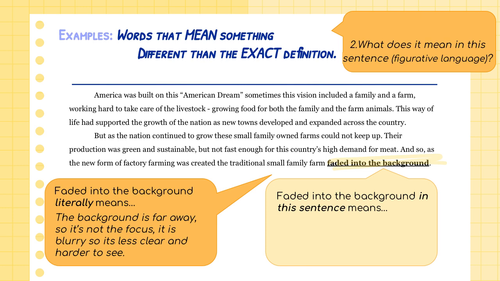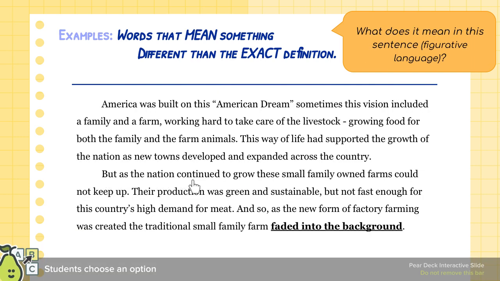Now let's think about how it's used in this sentence. What might it mean? Let me read that last paragraph for us. But as the nation continued to grow, these small, family-owned farms could not keep up. Their production was green and sustainable, but not fast enough for this country's high demand for meat. And so, as the new form of factory farming was created, the traditional small family farm faded into the background.